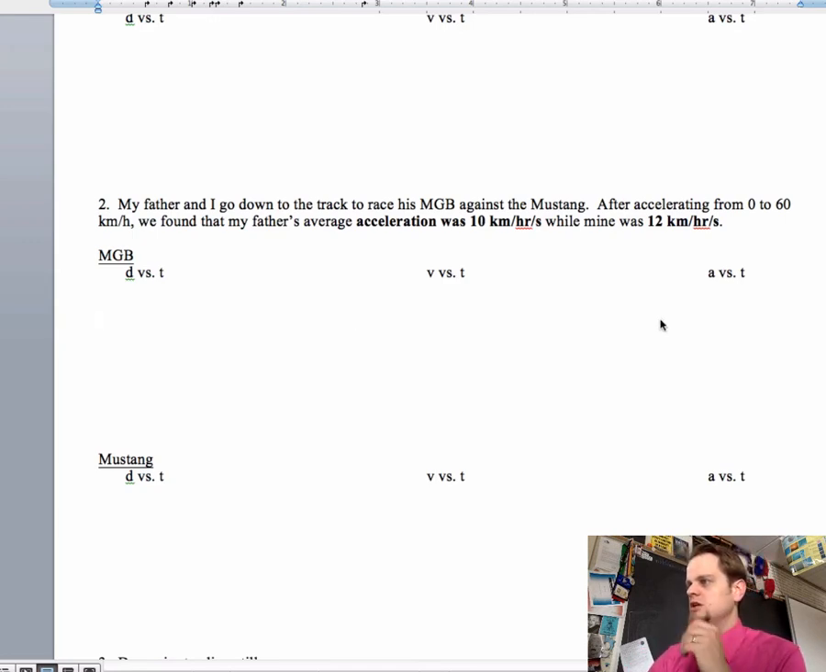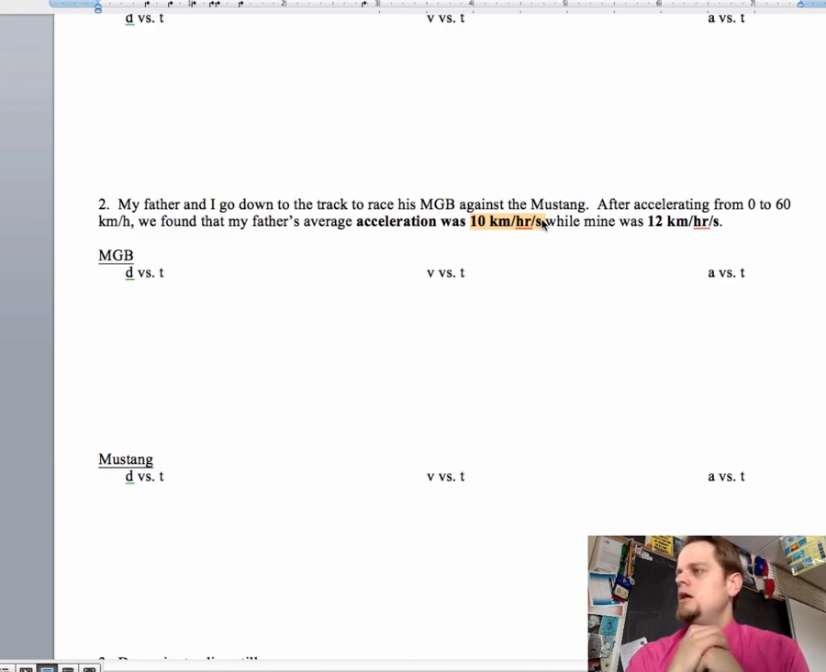Okay, so easy thing to do here is, well, start with acceleration. Does it have an acceleration? Well, yeah, it told me. Let's use the MGB. It told me the acceleration was 10. So I just need to do a graph, acceleration versus time, a graph with the flat straight line at 10. Like that. So kind of looks like that.